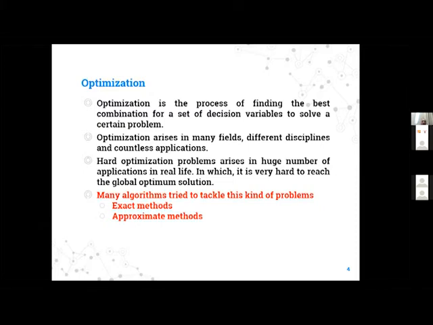Hard optimization problems arise in a huge number of real-life applications, in which it is very hard to reach the global optimum solution. This is the meaning of hard optimization problems. Actually, many algorithms try to tackle this kind of problem. They can be classified according to criteria into two classes, exact methods and approximate methods.